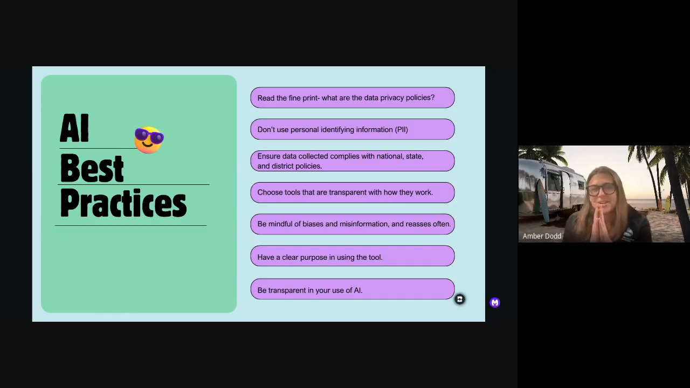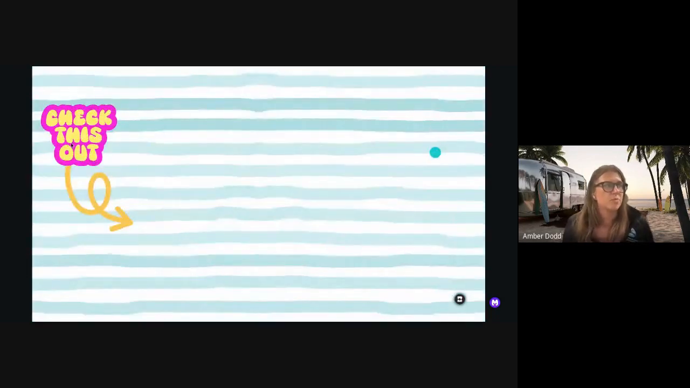Yes, and then my favorite term is the humans in the loop with that. Having a clear purpose in how we're using the tool, and then being transparent with AI. If you are using AI to help create stuff or to do things, I am very transparent in the classrooms with it and how I'm using AI, to showcase and model good digital citizenship. So that's just overall.